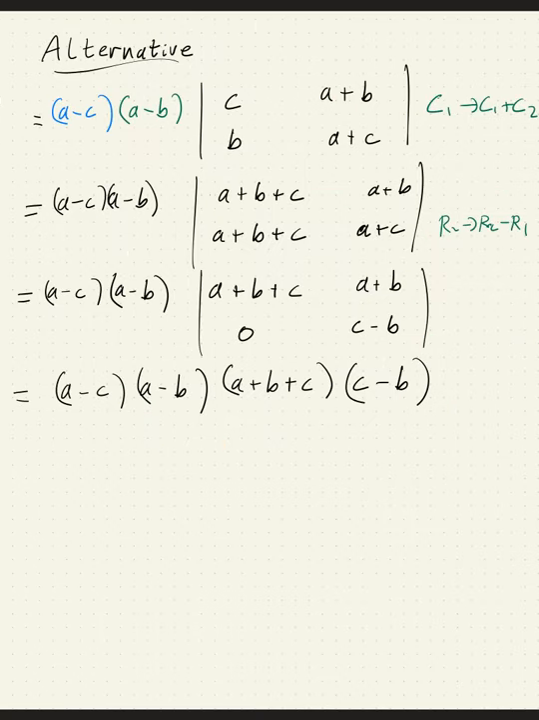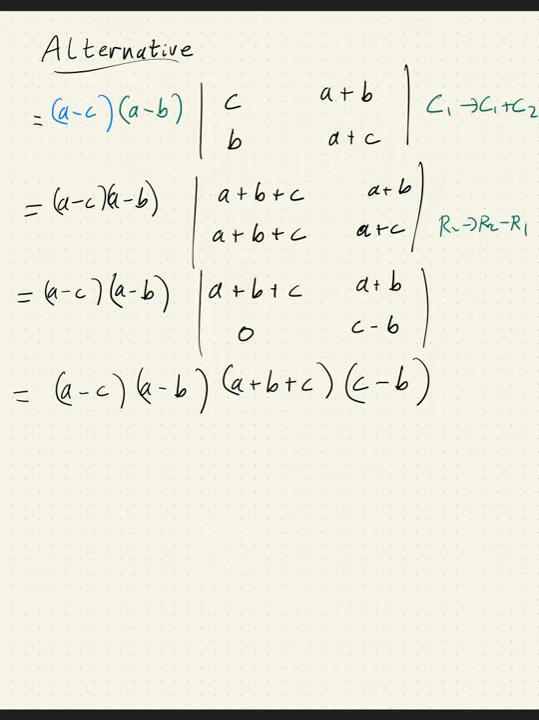Another way you could have done the last part of that, starting from here, you could do the trick of subtracting or adding a column or a row to another column or row. So here I've taken the first column and I've added the second column to it, c1 plus c2, and that preserves the determinant. So this first column then becomes a plus b plus c, twice, because here I have c plus a plus b, and here I have b plus a plus c.